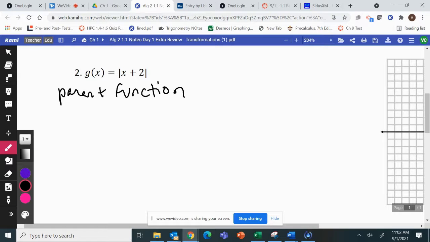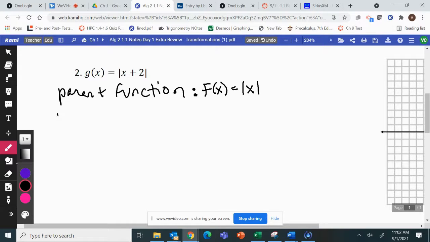So then what is our parent function? Daniel, can you tell me the parent function? G of x plus 2. So absolute value of x plus 2 is this function. But what is the parent? The one with no plus 2's in it. Absolute value of x. That's correct. And then I just always call the parent function f. So you can call it g if you want. It doesn't really matter. Just so you know, I just always call it f. So that's the parent function.